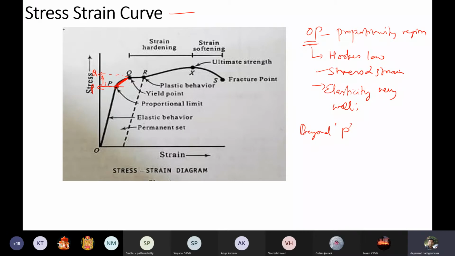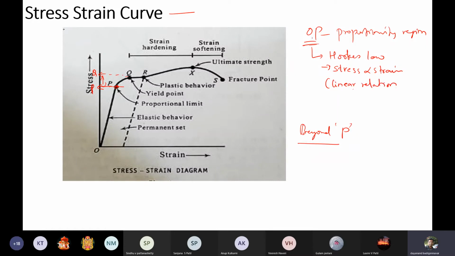Therefore, here the material is not obeying Hooke's law. Hooke's law means stress is directly proportional to strain. So the stress is proportional to strain. This is a linear relation.